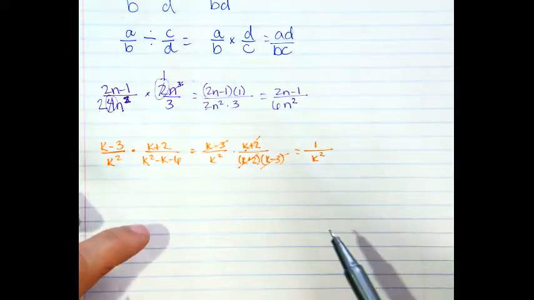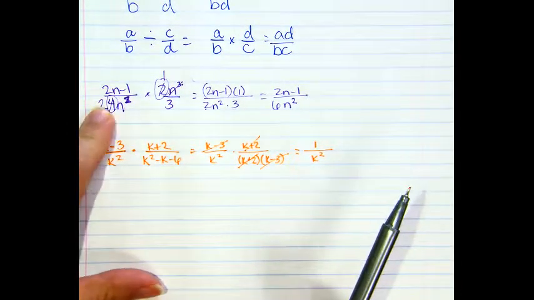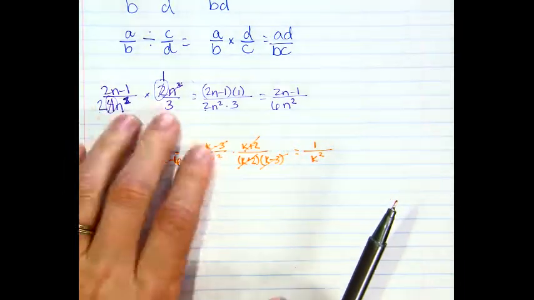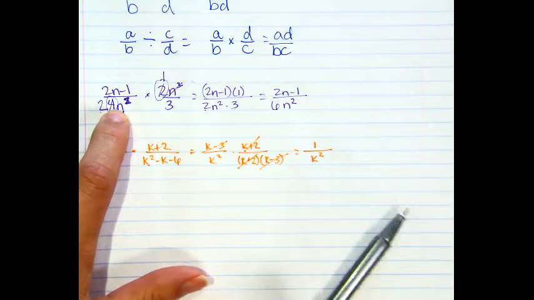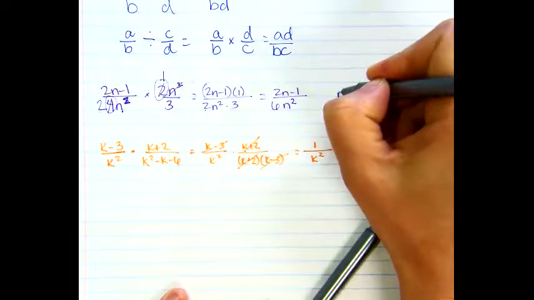Let's look at excluded values for a second. I actually forgot to go back and do that on this one. For this guy, if I look at the original problem, my excluded value would just be n equals 0.